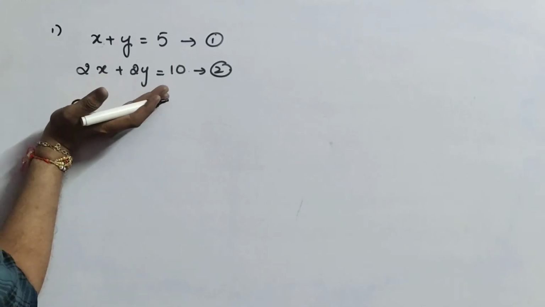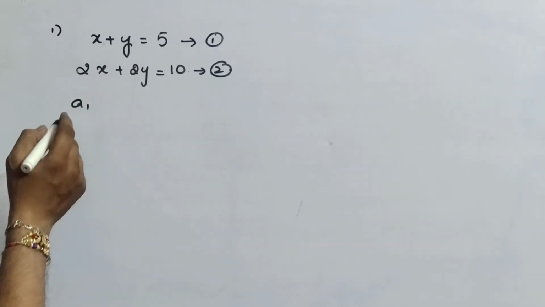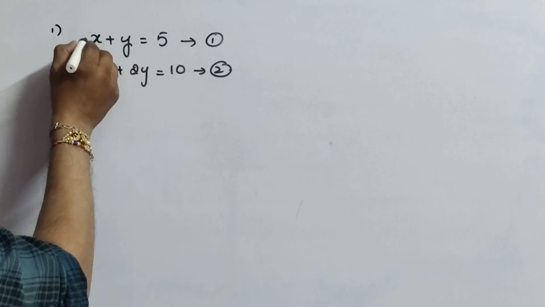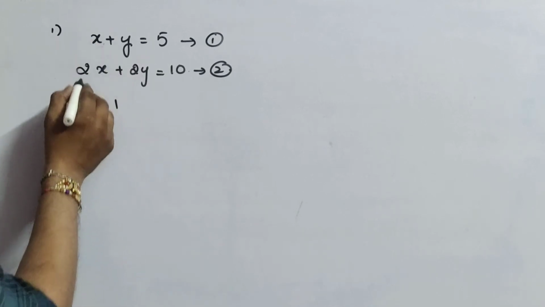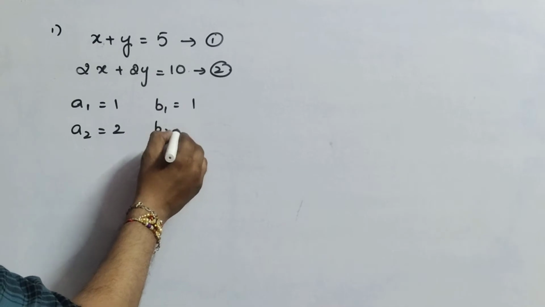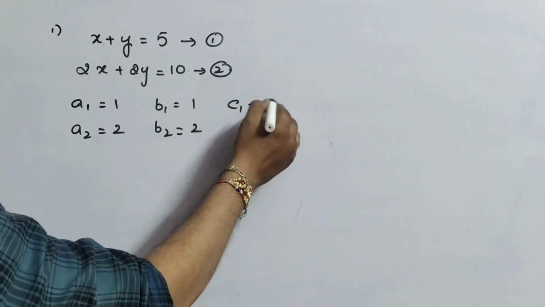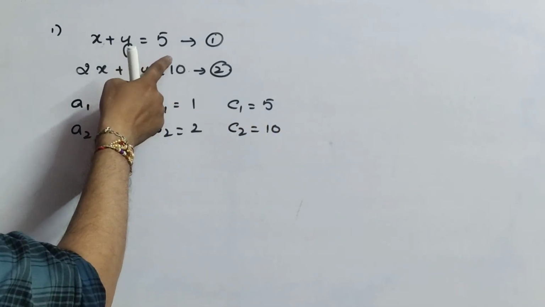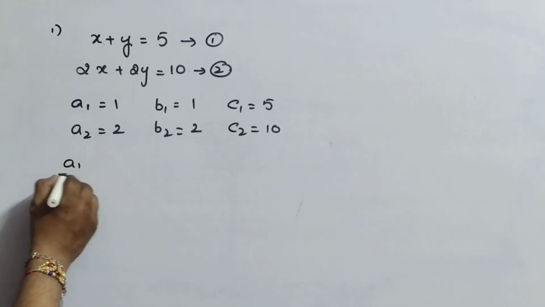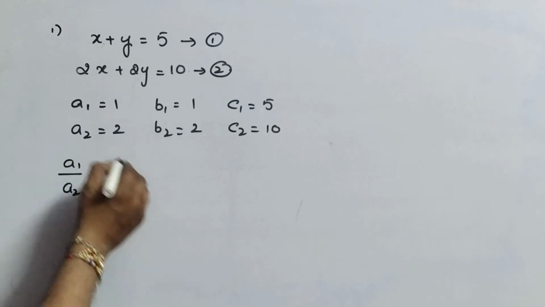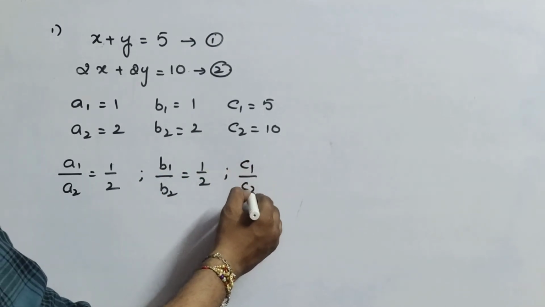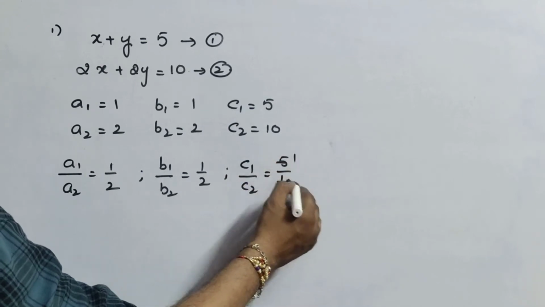you have to compare this equation with the standard form of linear equation. Okay, these two equations we have to compare with the linear equations in two variables, that is a1, for the x coefficient you can take it as 1, and a2, that is 2, and b1 is 1, and b2 is 2, whereas c1 is 5, whereas c2 equals 10. If you want, you can bring this side, minus 5 and minus 10. Now a1 by a2 equals 1 by 2 here, and b1 by b2 equals 1 by 2, and c1 by c2 equals 5 by 10, that means 5 ones 5 twos.